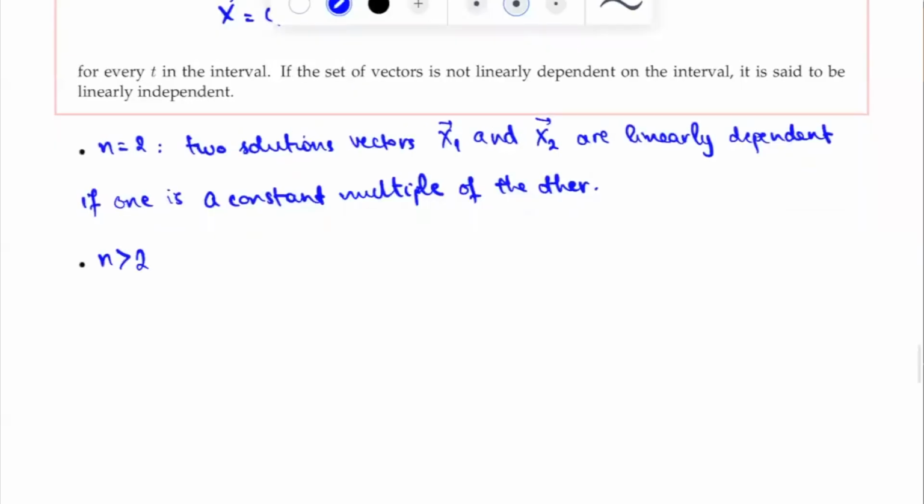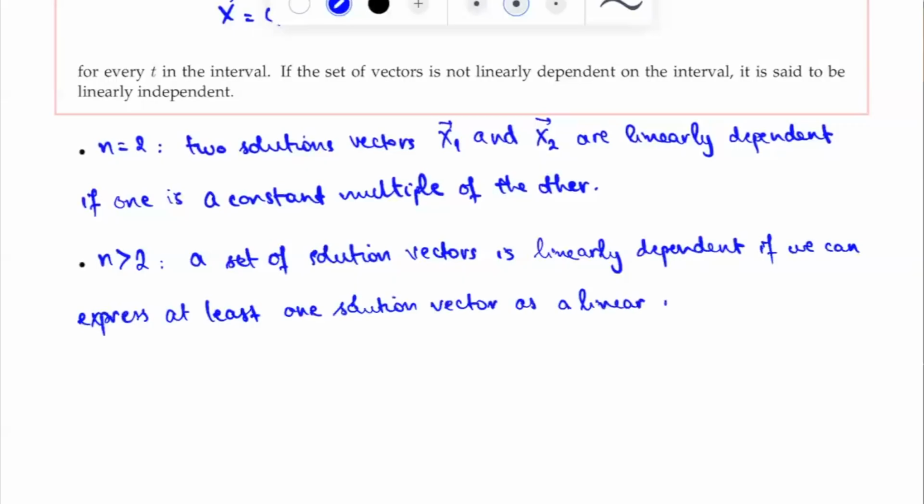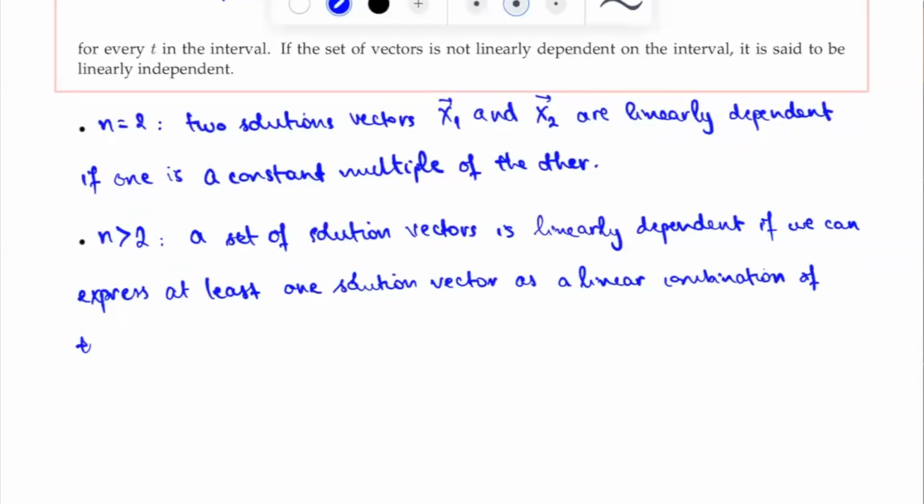In the case of n greater than 2, a set of solution vectors is linearly dependent if we can express at least one solution vector as a linear combination of the remaining vectors.